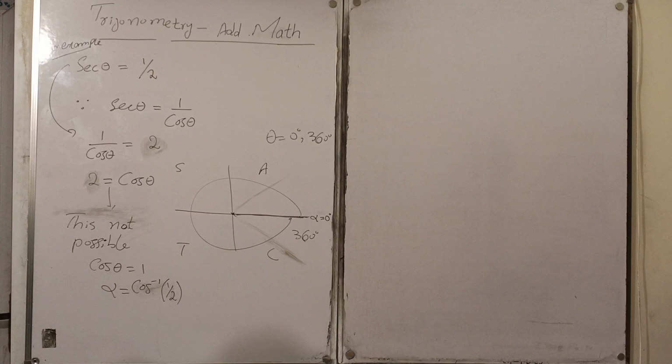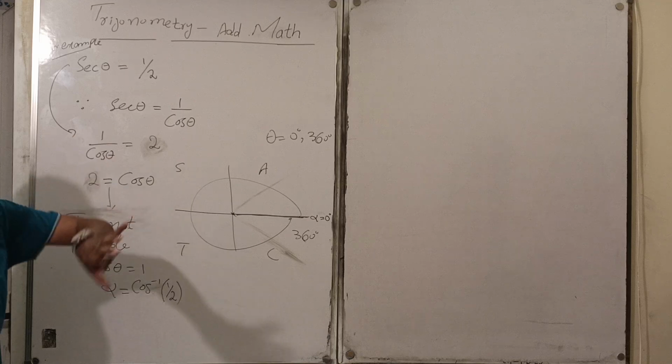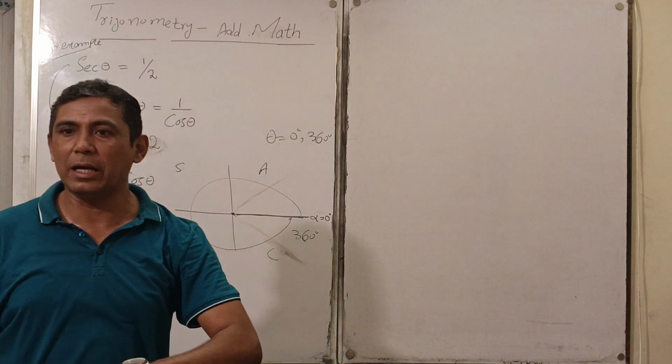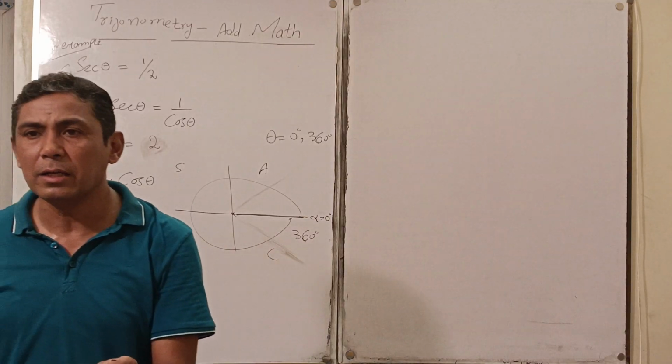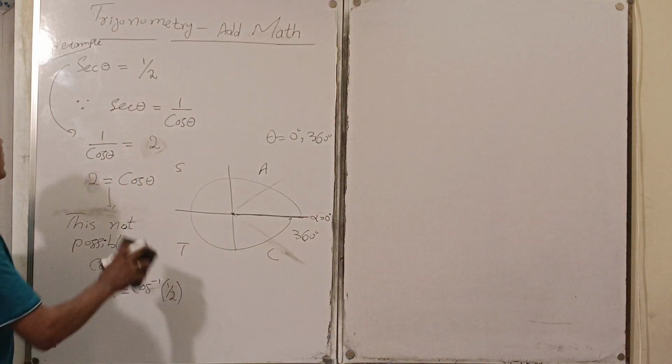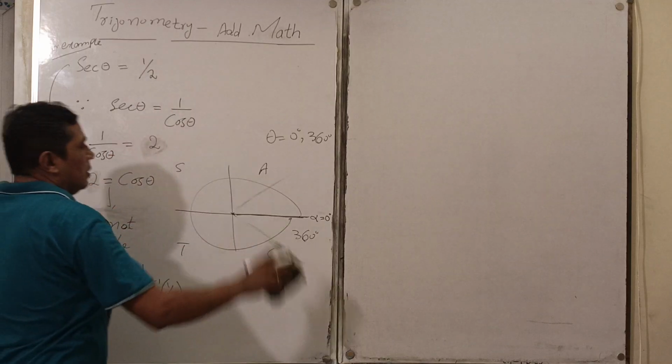Now, same for example, if it is sec, you have to convert it into cos. Clear? And then you will plot a graph of cos theta, and find out the value of alpha and theta.